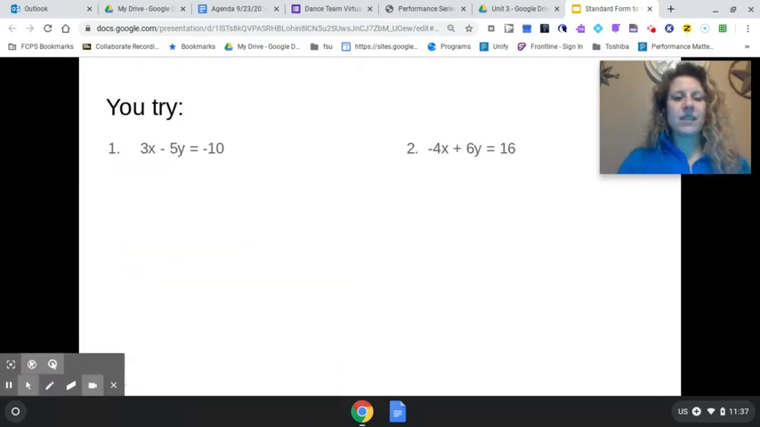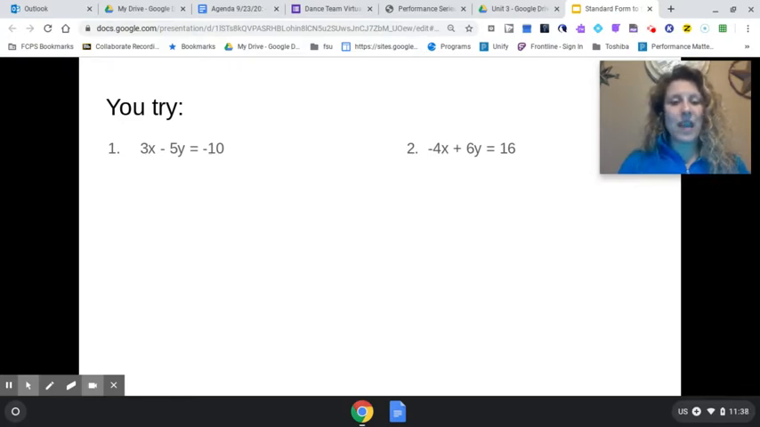Okay, this next slide is a U-try. So we have 2 equations, both in standard form. Please convert those to slope-intercept form for me. Pause the video here and then unpause to get the results.